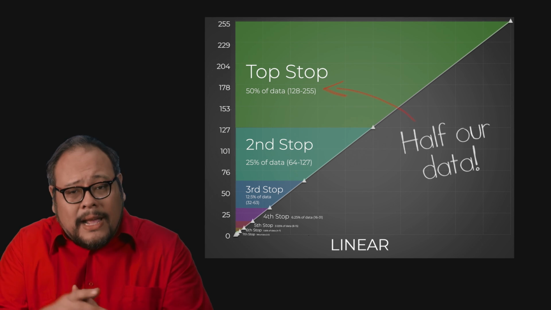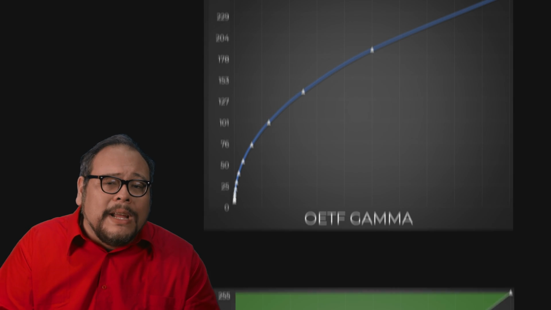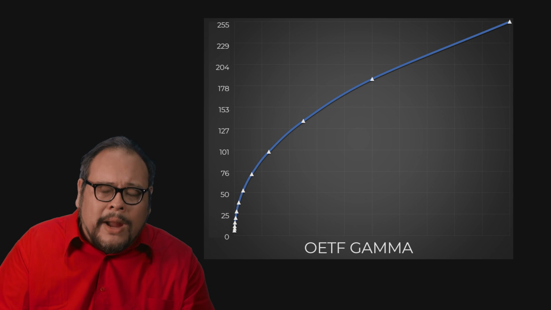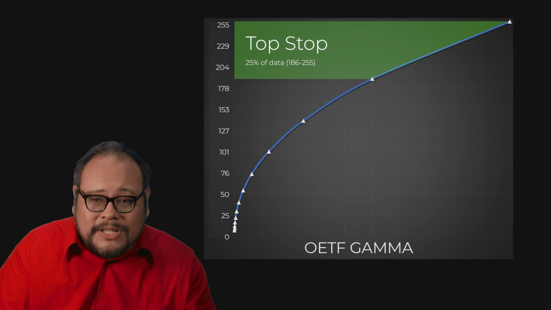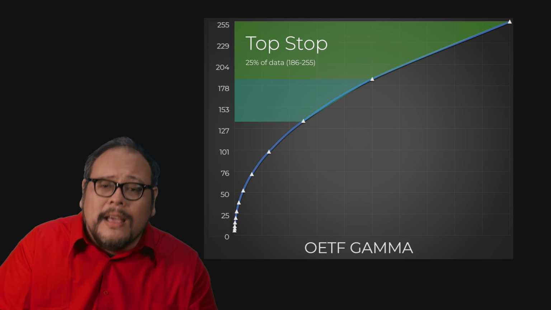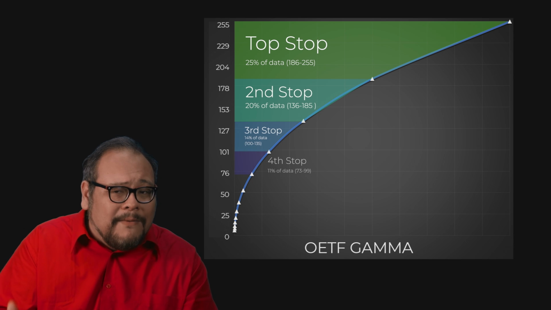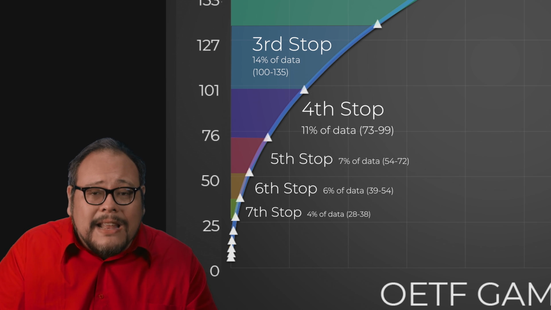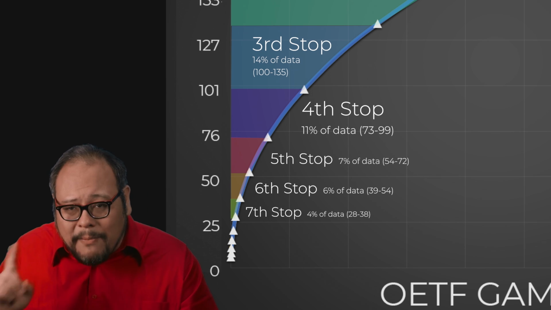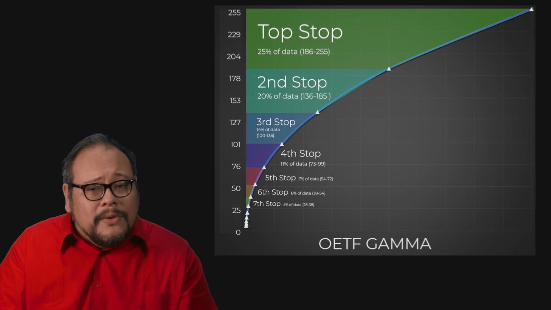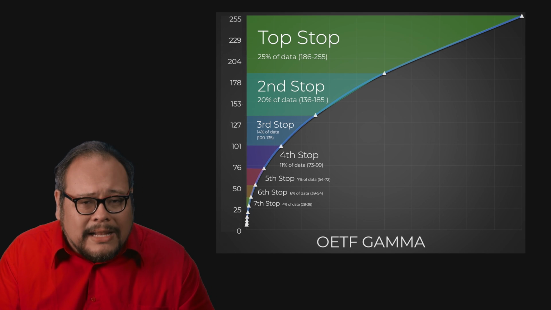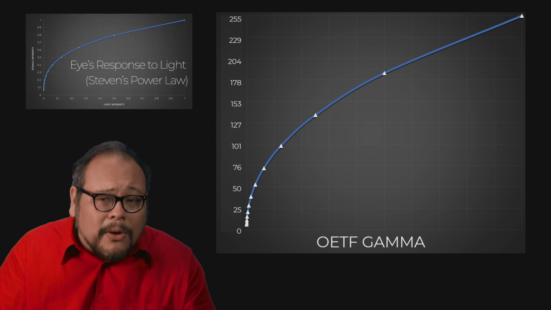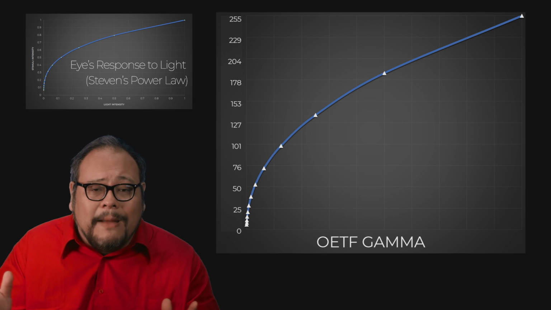Now let's compare this to the OETF curve with the encoding gamma of 0.45. Immediately, you'll notice that the stops are more evenly distributed among our range. The first stop, instead of occupying 50%, only occupies 25%. The next occupies 20%, the next 14%, then 11%, 7, and then 4. That 7th stop using a gamma curve covers 10 possible values compared to only 1 possible value when working in linear. So this gamma correction not only compresses the light data, but also more resembles the natural response of the human eye as given by Stevens' power law. After all, gamma is just a power function.